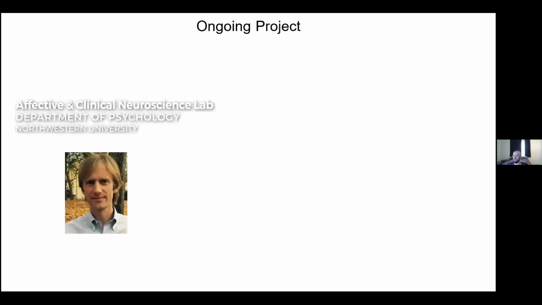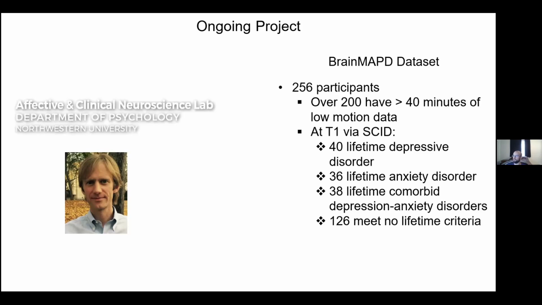All right, so in this ongoing project, we're collaborating with Dr. Robin Nusslock at Northwestern University, and he has what's called a brain map data set, which has 256 participants, over 200 of which have over 40 minutes of low motion data, which is our threshold for where we think we can accurately define variants.